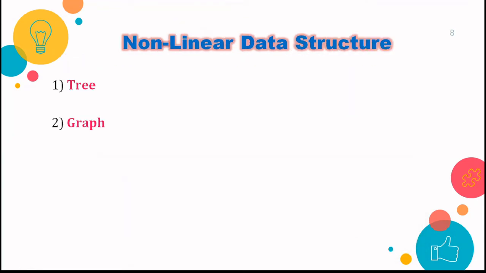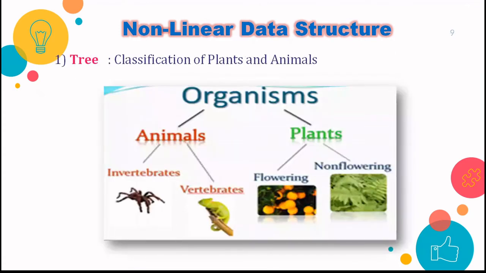Examples of non-linear data structure are tree and graph. Now let's understand it with the help of real life examples. So the first example is tree. So in our science books, when we were studying in 8th or 7th class, there we studied that the organisms are basically divided into animals and plants, right?